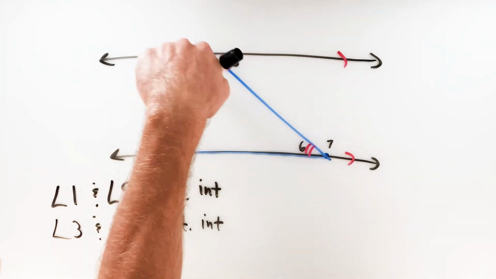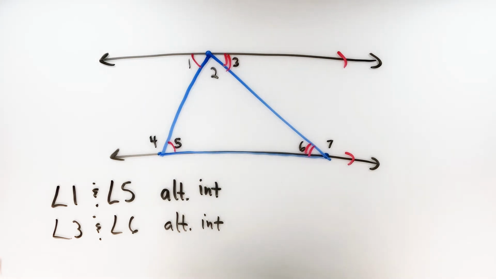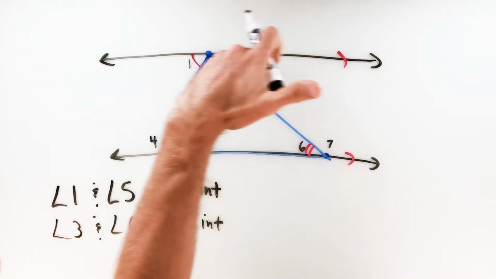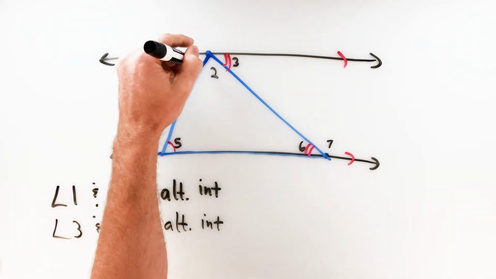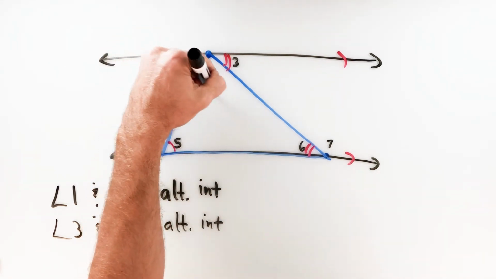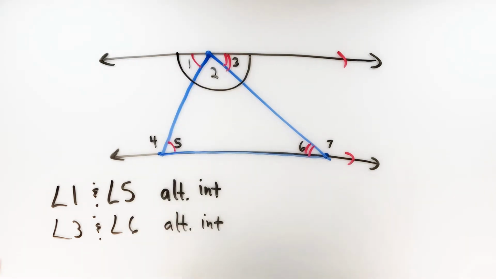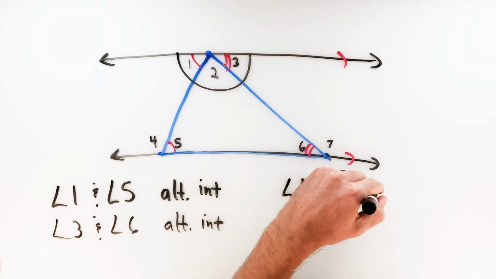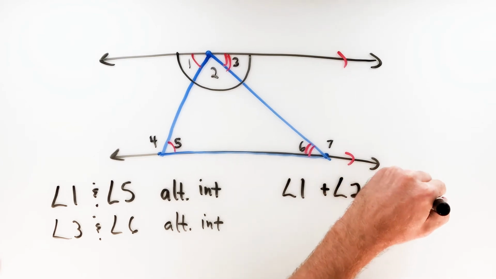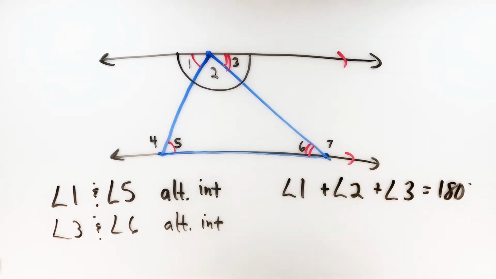Looking up here at angles 1, 2, and 3, I know that a straight line, if I've got angles that are all kind of back to back on a straight line, I'm talking about these three angles right there, a straight line is 180 degrees. Okay, we know that a straight angle is 180 degrees. So I know that angle 1, angle 2, and angle 3 together, all three, have to make 180 degrees.